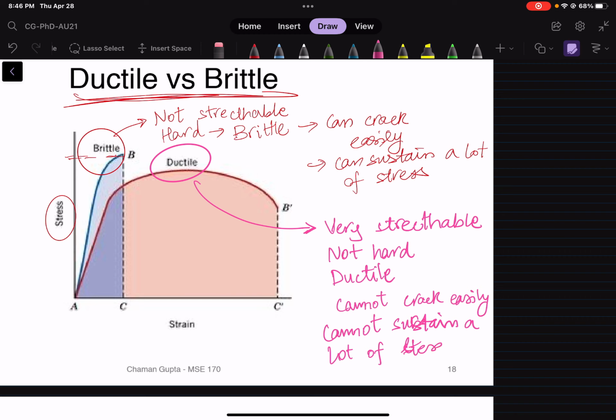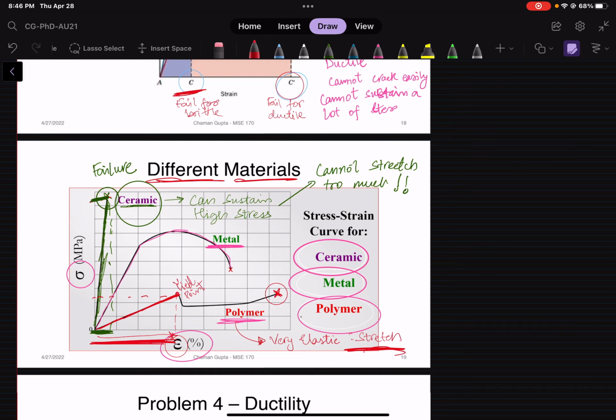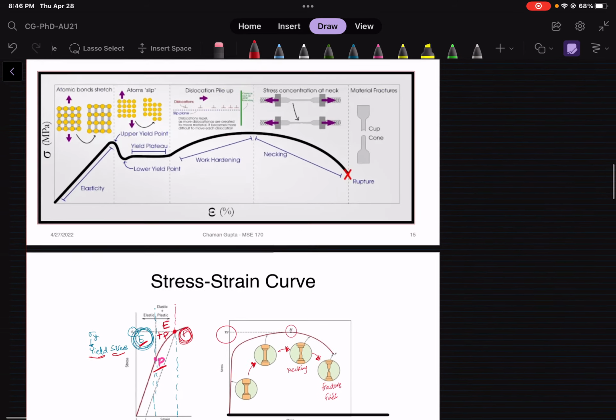stress. What you'll notice here is that this is their failure point for ductile materials, which is so far ahead of the failure point of brittle material, which is right over here. So for brittle material, they crack or fail so early. And this is the point which is the failure for ductile. So this sort of tells you how ductile versus brittle is related to different materials, and how some materials are ductile and some materials are brittle in nature.